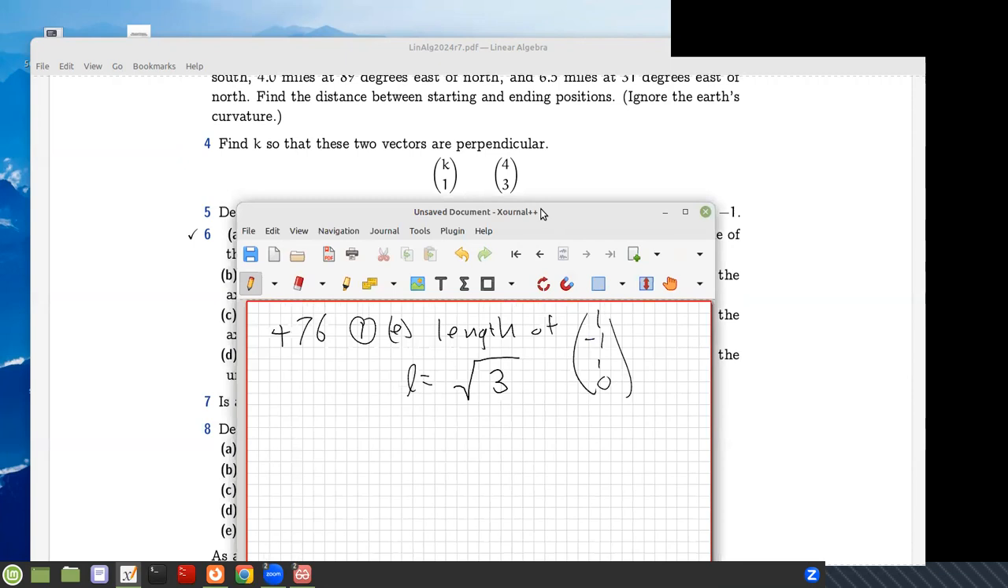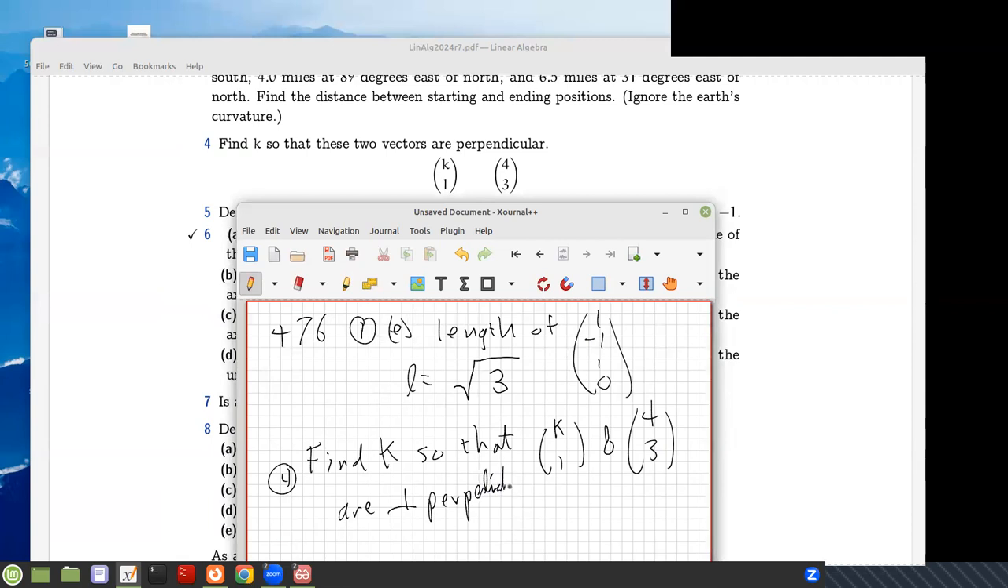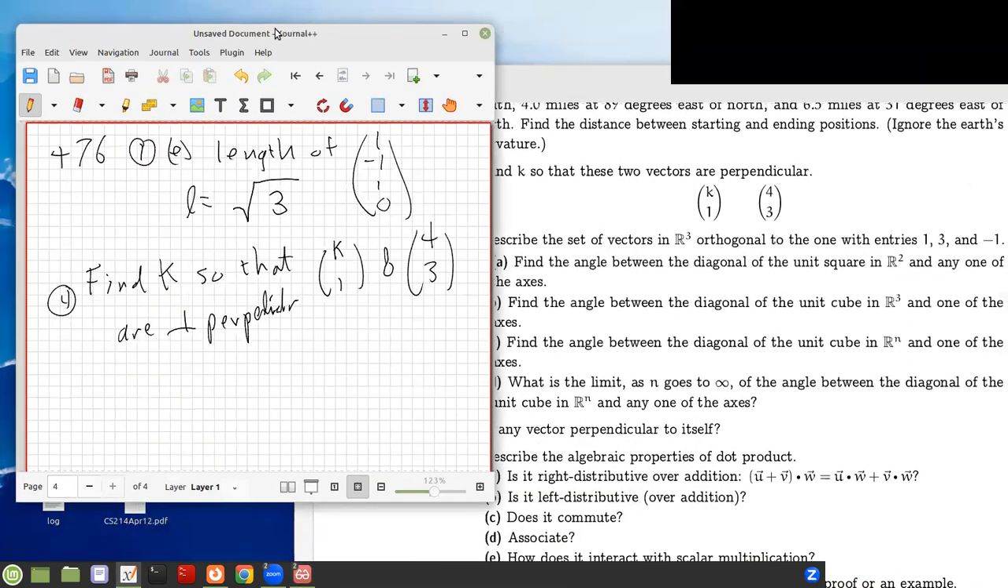Oh, here's one. Let's do number 4. Find K so that K, 1 and 4, 3 are perpendicular. Okay, and DiPancio has the answer before I can finish asking the question. Does everyone else have an answer? Will, I see you're speaking, but maybe not to us. No, I was just groaning because I'm trying to think. Okay. There's a lot of that in this course.